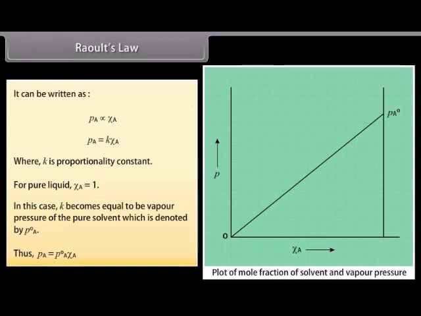For solutions obeying Raoult's law at all concentrations, its vapor pressure would vary linearly from 0 to the vapor pressure of pure solvent.